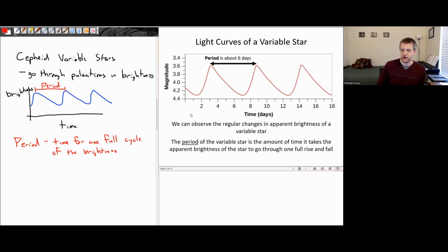So again, the period of this variable star is the amount of time it takes for the apparent brightness of the star to go through one full rise and fall cycle.